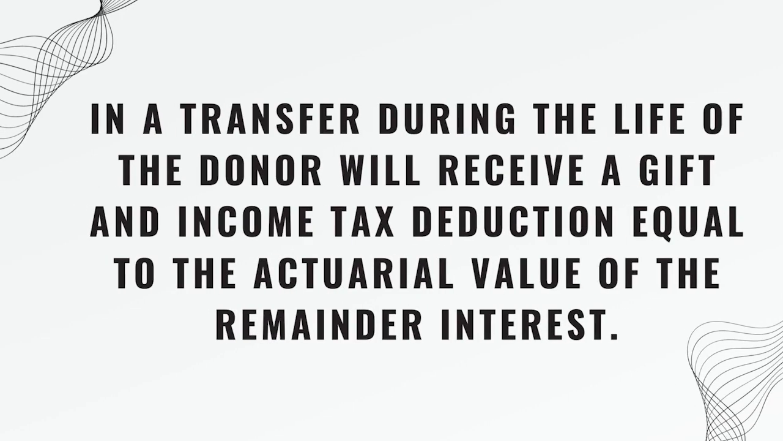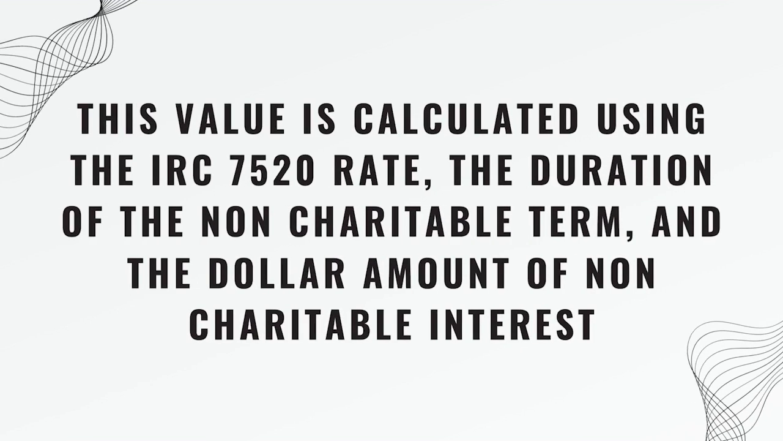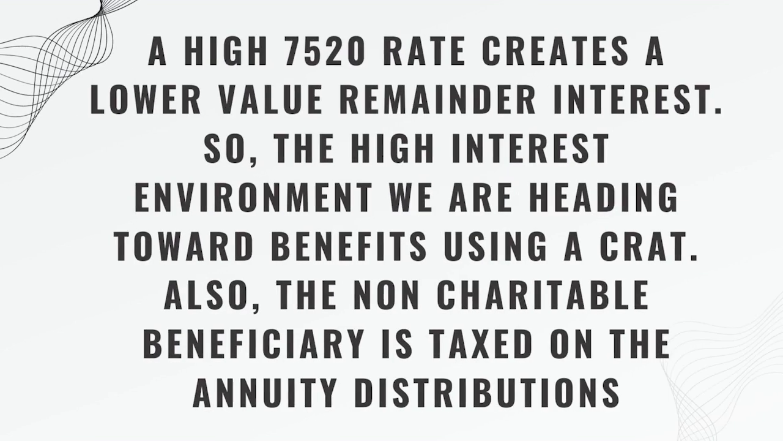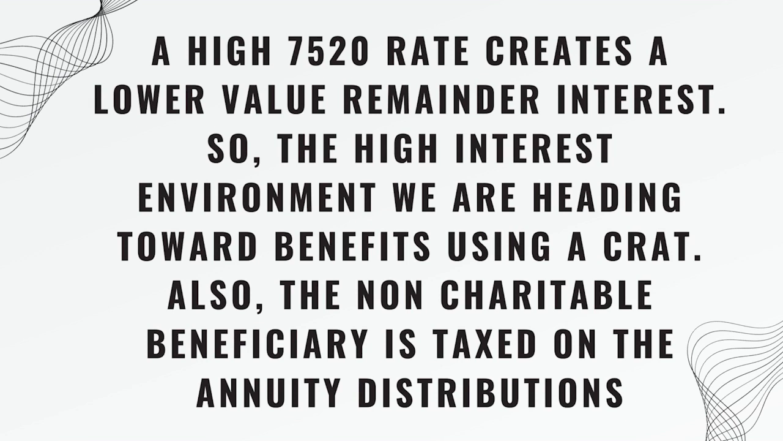In a transfer during the life of the donor, he will receive a gift and income tax deduction equal to the actuarial value of the remainder interest. This value is calculated using the IRC 7520 rate, the duration of the non-charitable term, and the dollar amount of the non-charitable interest. The value of the annuity varies inversely with interest rates. A high 7520 rate creates a lower value remainder interest. So the high interest environment we're heading into benefits using a CRAT. Also, the non-charitable beneficiary is taxed on annuity distributions.